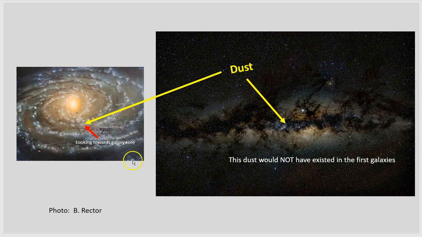And early in the universe, in the first galaxies, of course, there wouldn't be this dust because we didn't have enough of multiple generations of stars and supernovae to explode to create all of this dust. So in the early universe, you wouldn't have these dust lanes. Those elements would not yet have been made.